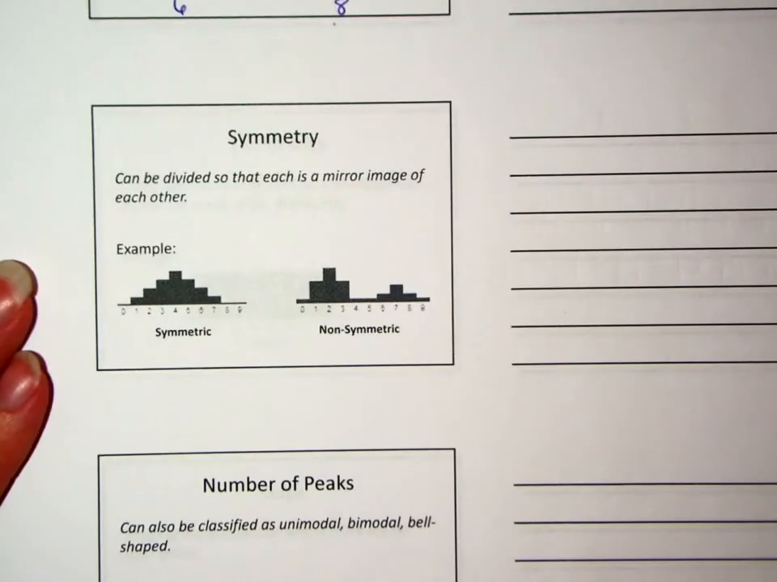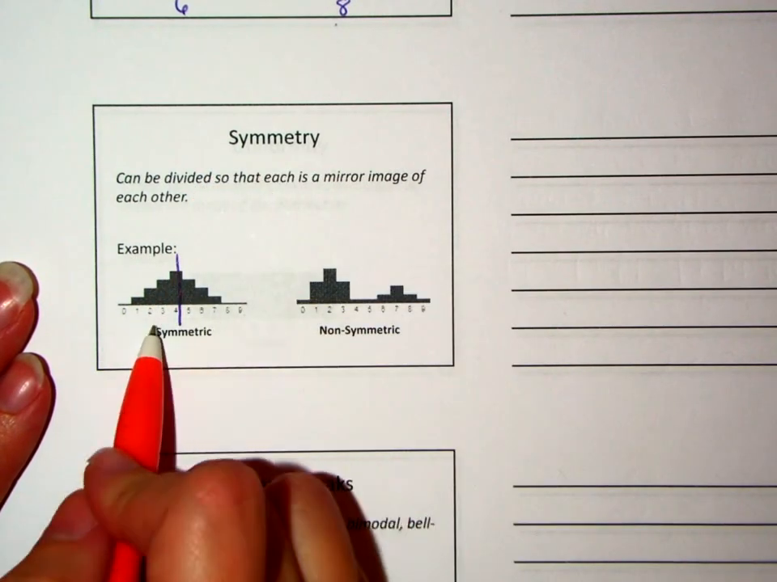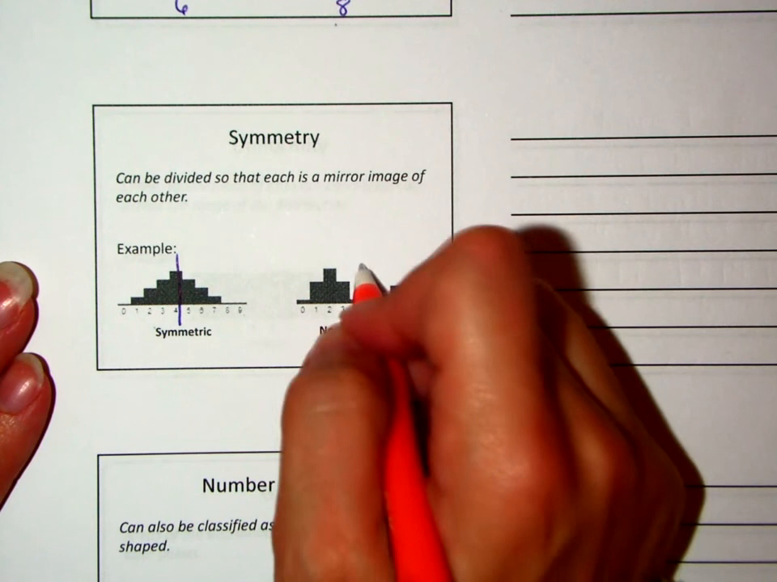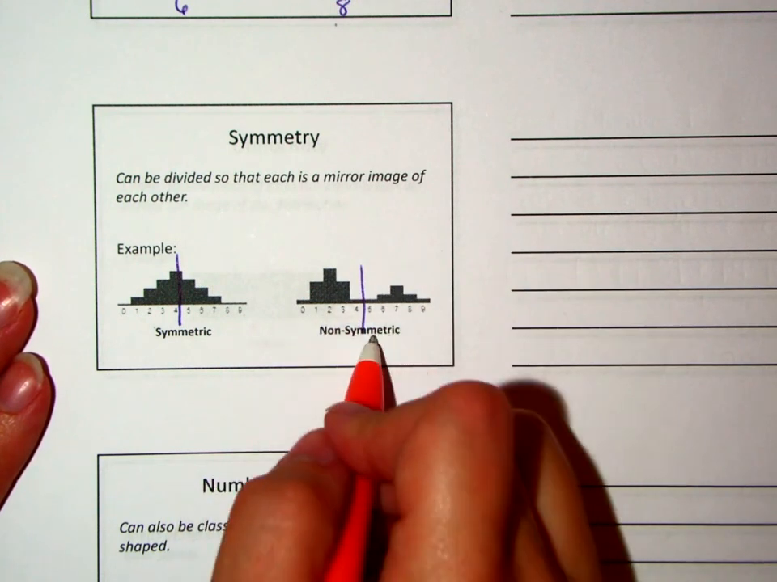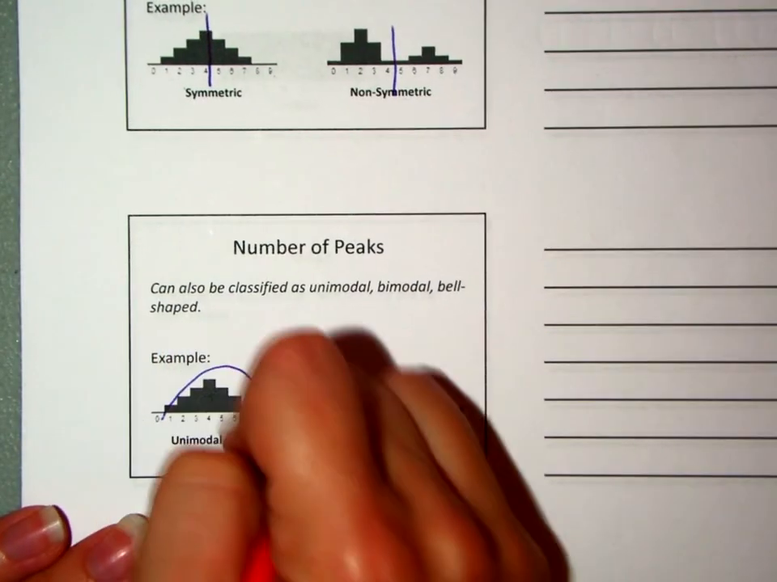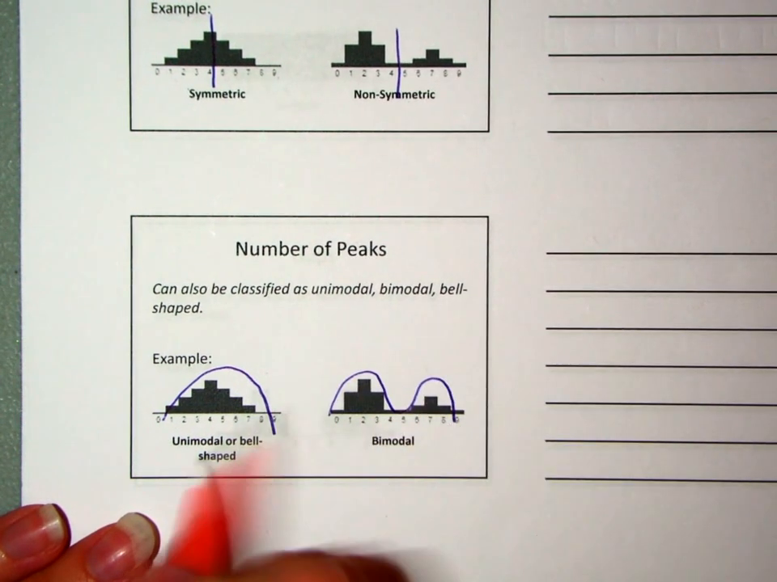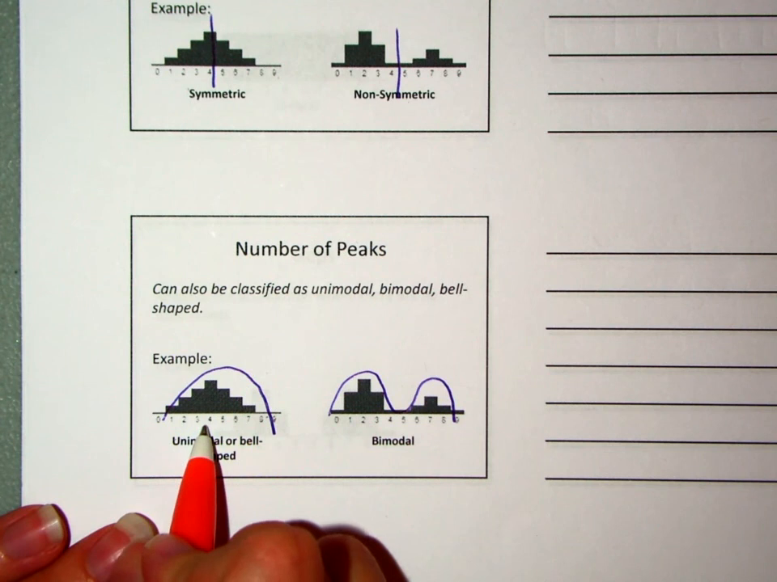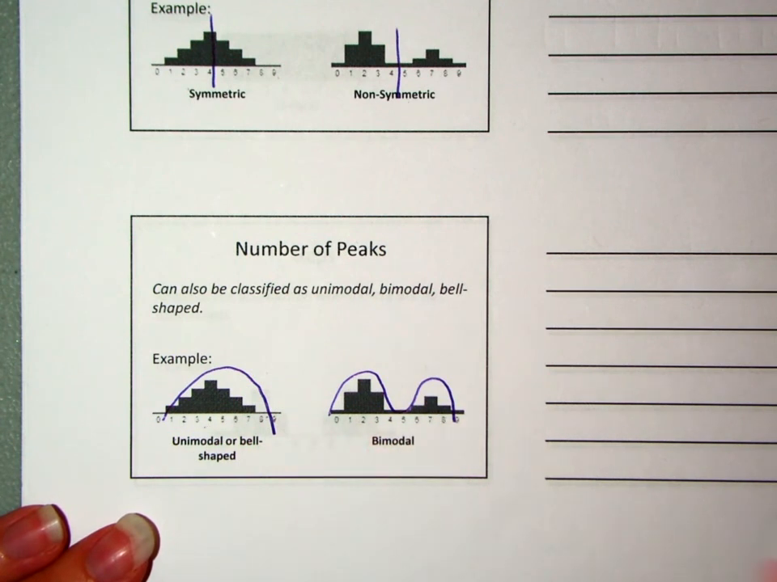Symmetry means that you can actually draw a line down the middle and fold it into two equal halves, versus if we did a line down this middle, this would not make two equal halves. So this is not symmetric, this is symmetric. Number of peaks is kind of like a mountain. So this has one mountain peak versus this has two mountain peaks. When it's got one, we call it unimodal. When it's got two, we call it bimodal. Any amount of peaks after that we don't really name.